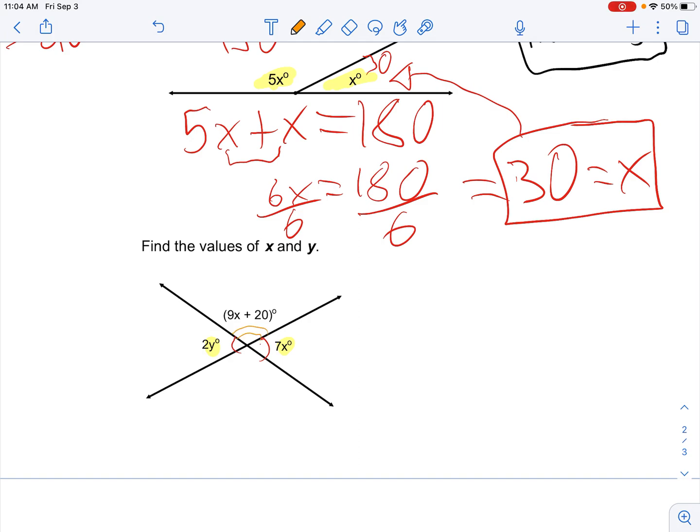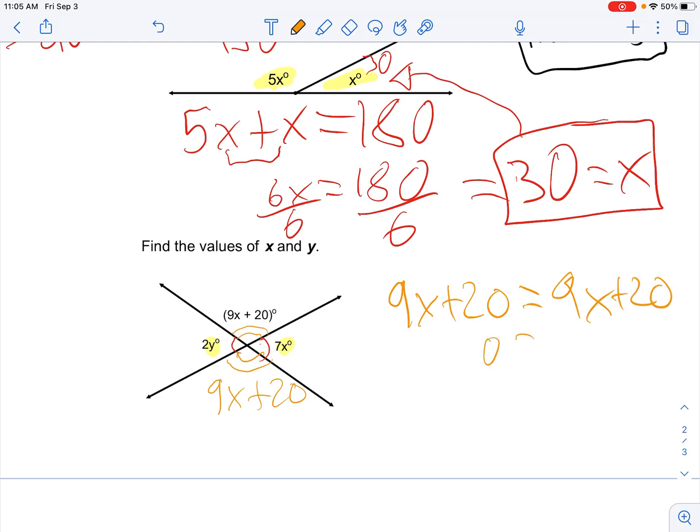I know that this angle is 9x plus 20. If it's vertical down here, it has to be the same thing. So I could call this 9x plus 20, okay? So let's set these two equal to each other and figure out what x is. If they're congruent, they're going to be exactly the same. Pause on that. So again, if we did that, we're going to subtract. We're going to end up getting 0 equals 0. That's not that helpful, okay? So let's look at it a different way.